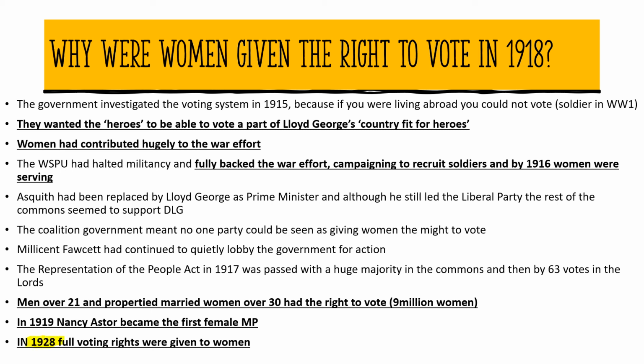Okay, so they didn't actually get the full vote until 1928, which is very different to what was happening in other countries. For example, in Germany, by 1920, men and women over the age of 21 were able to vote in their elections. So Britain took a little bit longer, and there are lots of different reasons, as you can see on this slide, as to why women were starting to get the vote by 1918 and then fully by 1928.